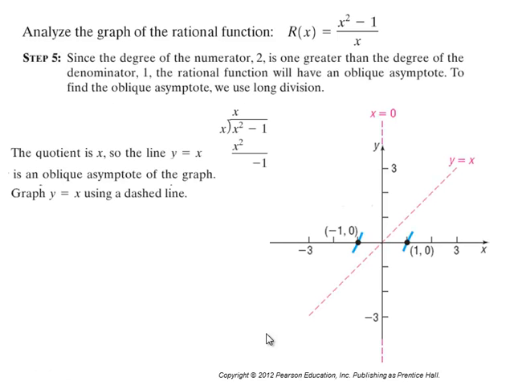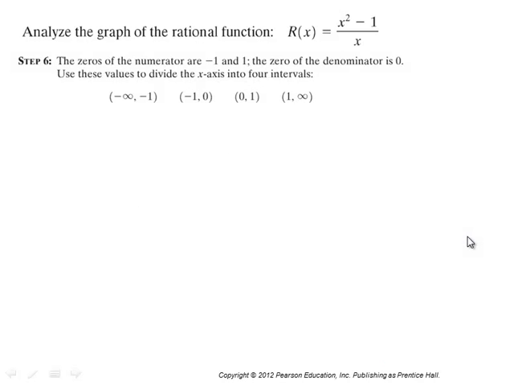Now, for the next step, step 6, we're going to divide the x-axis into the intervals from -infinity to -1, from -1 to 1, and from 1 to infinity. And also 0 has to be included in our division of the x-axis, because there is a vertical asymptote. So we have actually these 4 intervals.